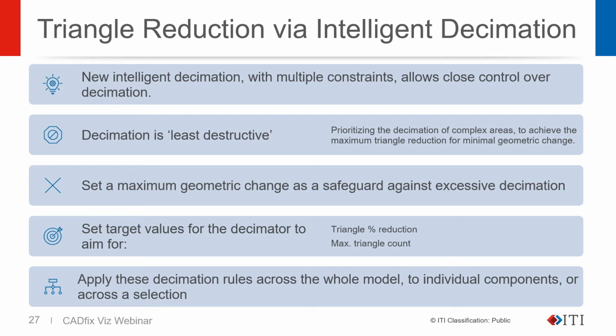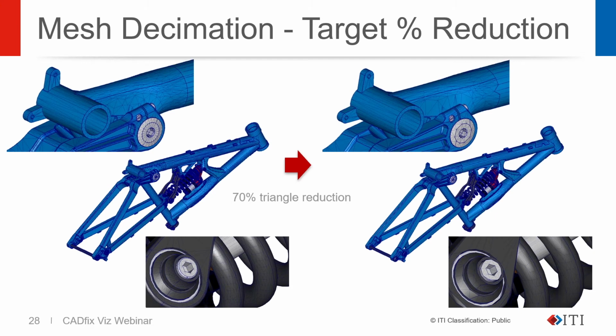So you can say, I want to get rid of 70% of the triangles in this model, or you could apply those to individual components or a selection and say, right, maybe I only want 1,000 triangles as my maximum for each component. So just some examples of this.